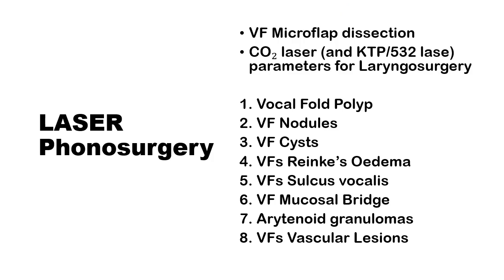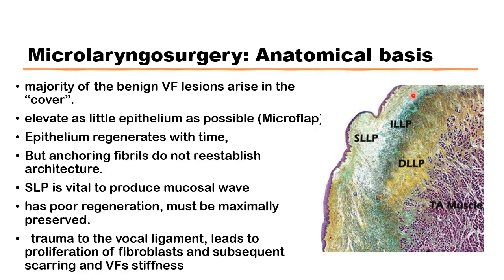This is a coronal section of the vocal fold vibrating edge, which would help to explain the anatomical basis for microlaryngosurgery. The majority of the benign vocal fold lesions under discussion arise from the cover part of the 5 layers of the vocal fold, that is to say, the epithelial cover and the superficial part of the lamina propria. That's why it's important to master the microflap technique, in which as little as possible of the epithelium and an adjoining part of the superficial part of the lamina propria is elevated.